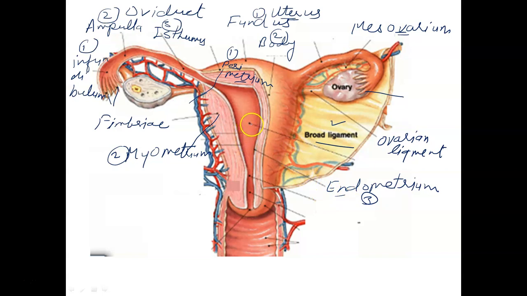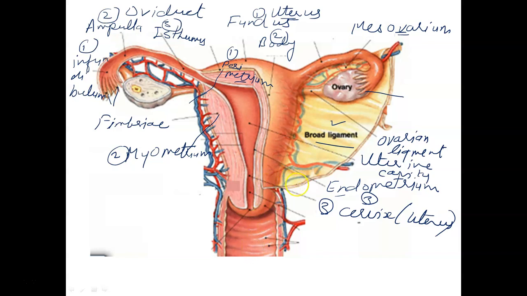After that, this is actually the uterine cavity. Uterine cavity. And this uterus leads to the last part. That was the fundus part. That was the body part. And the last part of the uterus, this is cervix. Cervix is also the part of uterus. And this cervix has two openings: the opening into the uterine body and the opening into the vagina.